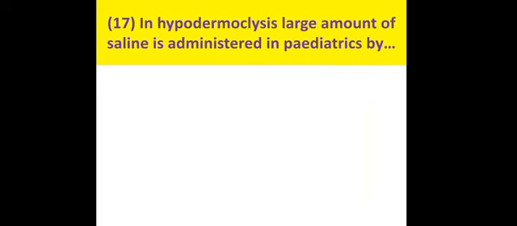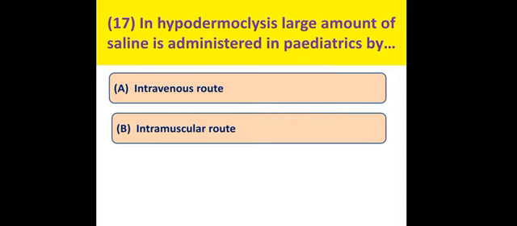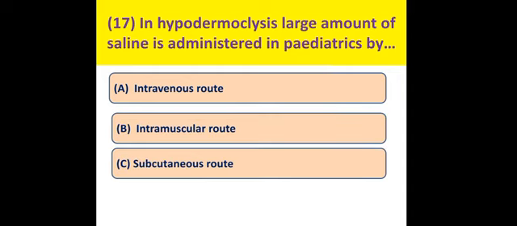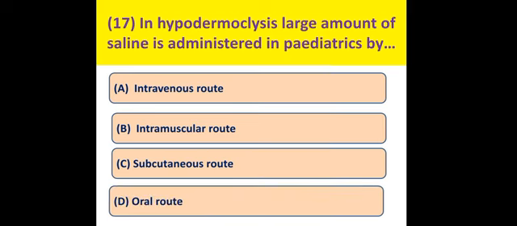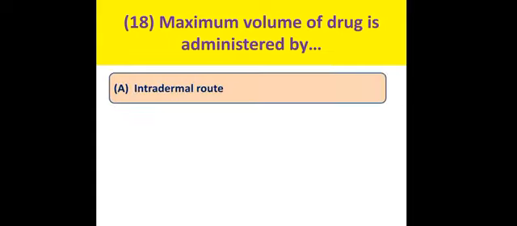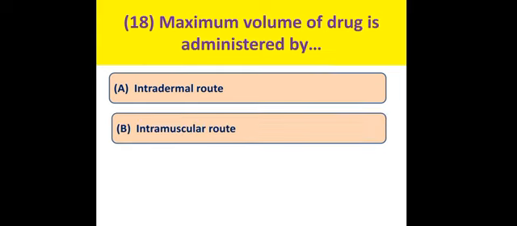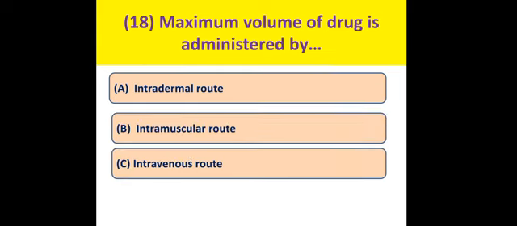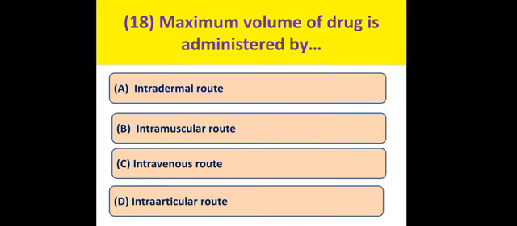Then question 17. In hypodermoclysis, large amount of saline is administered in pediatrics by which of the following routes? Intravenous route, intramuscular route, subcutaneous route, and oral route. Next question. Maximum volume of drug is administered by intradermal route, intramuscular route, intravenous route, and intra-articular route.